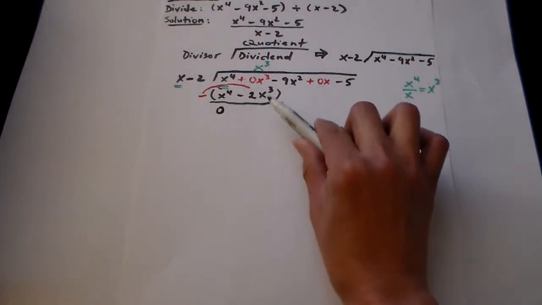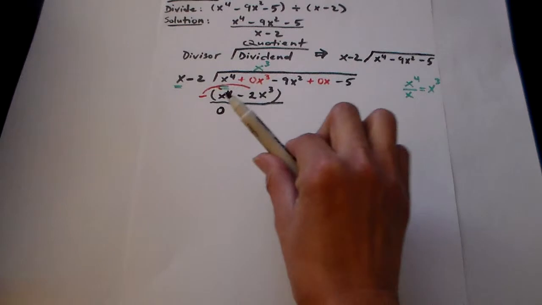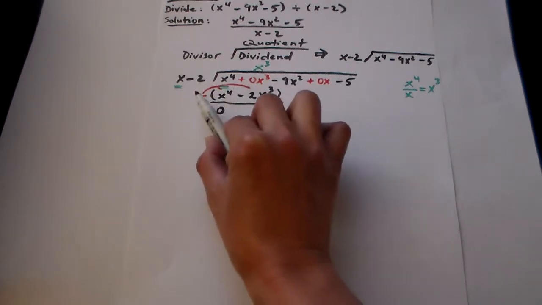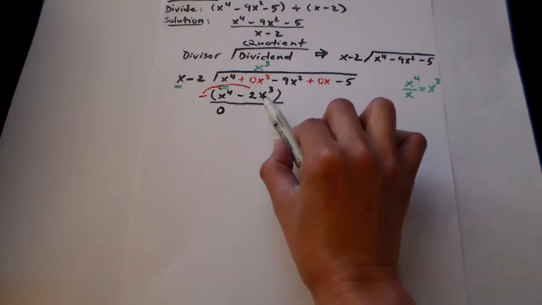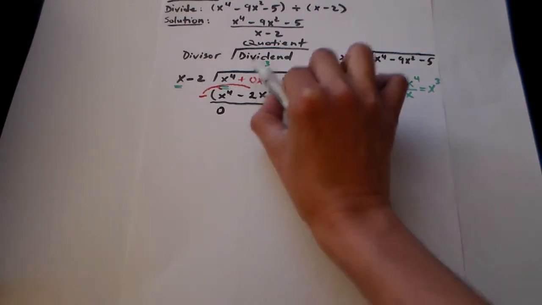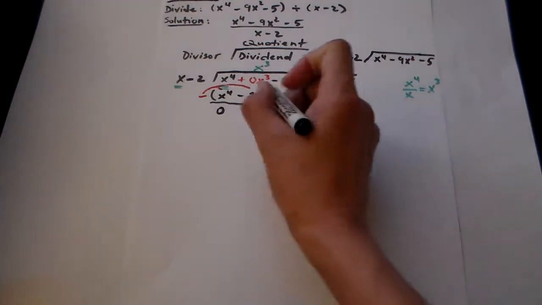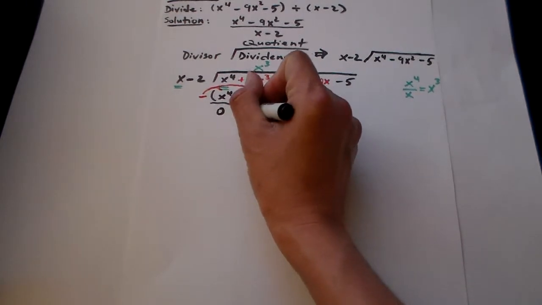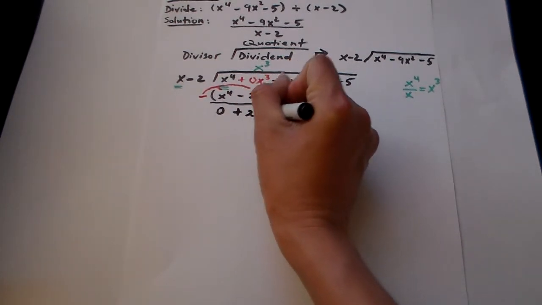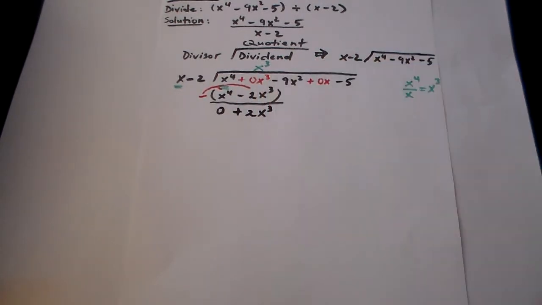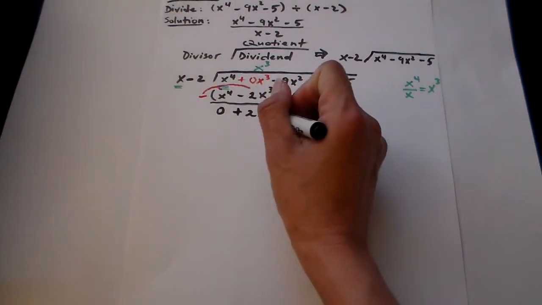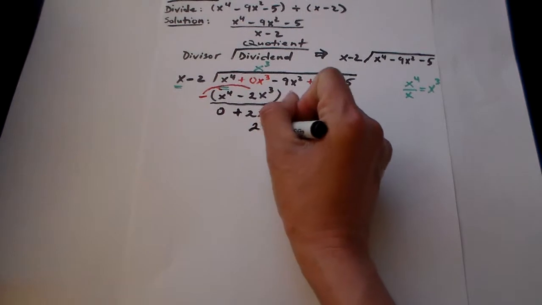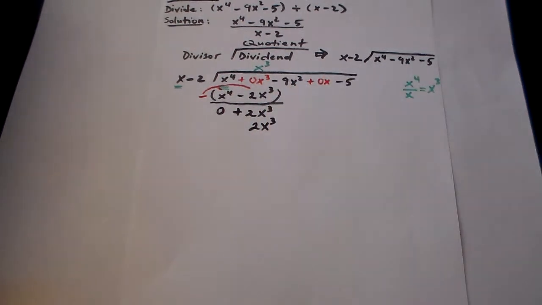And then negative times negative. So make sure you see there are two negatives here. Negative times negative 2x to the third is positive 2x to the third plus 0x to the third is still positive 2x to the third. Okay? Now simplify this. 0 plus 2x to the third is 2x to the third.